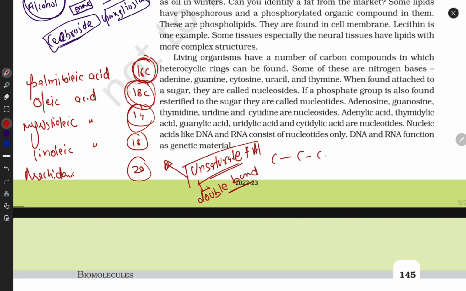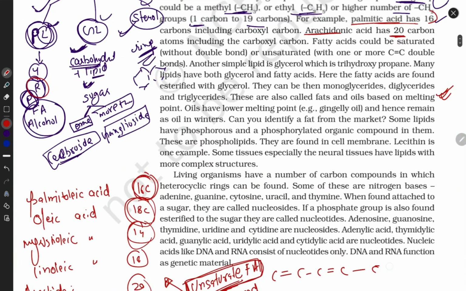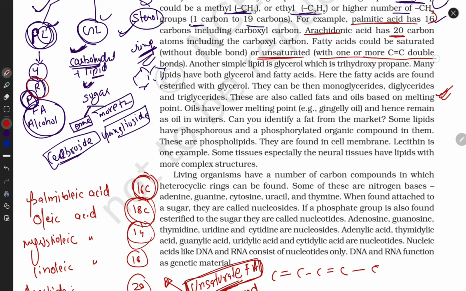There is a chain, and somewhere in it a double bond is present. If they contain a double bond, we take it as unsaturated. This is already here, guys, that's why I'm teaching you what is unsaturated: one or more carbon double bonds.